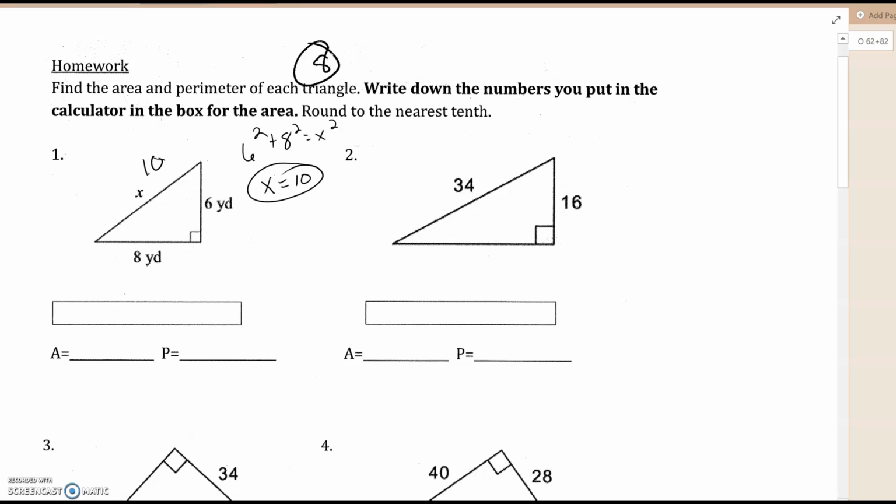All right, and then what do you get for the area of the triangle? Okay, since the 6 and the 8 are connected at the 90, that's my base and my height. So I go 8 times 6 divided by 2 to get the area. And then what do you get for the perimeter? You should get 24. Okay, when you add 8 plus 6 plus 10 equals 24.